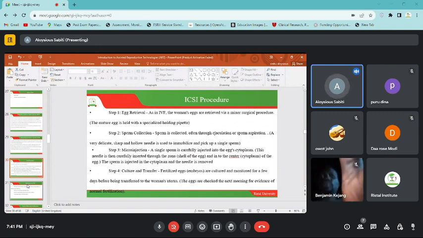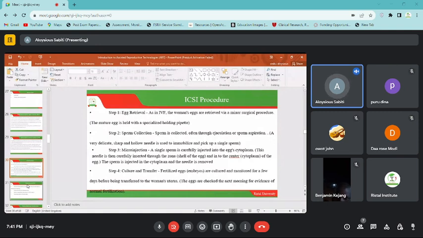Step one is the egg retrieval. As in IVF, the woman's eggs are retrieved via a minor surgical procedure. Then the mature egg is held with a specialized holding pipette. So the laparoscope helps to open clearly so that using a pipette, like I said earlier, these eggs can be retrieved, and that is stage one.